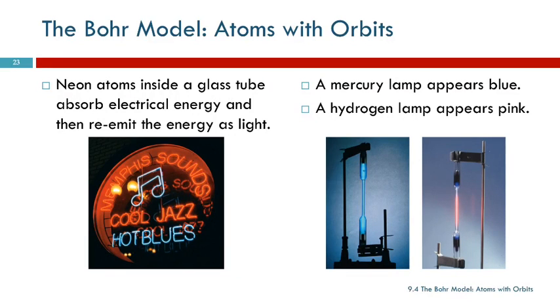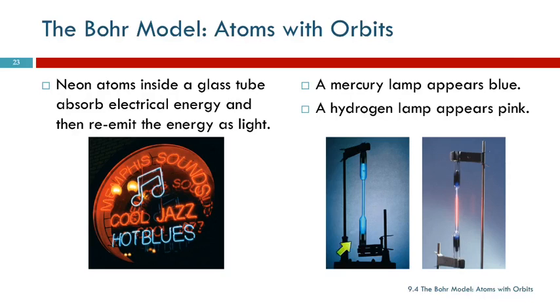So now we can apply what we've learned about electromagnetic radiation to help us understand atoms. This is a picture of a neon sign. The orange here is actually a glass tube with neon gas inside of it. You apply electric voltage, and the neon gas glows neon orange. That's where the name came from. It came from the element, a really bright orange color. What happens is those neon atoms absorb the electrical energy and then they re-emit it as light energy.